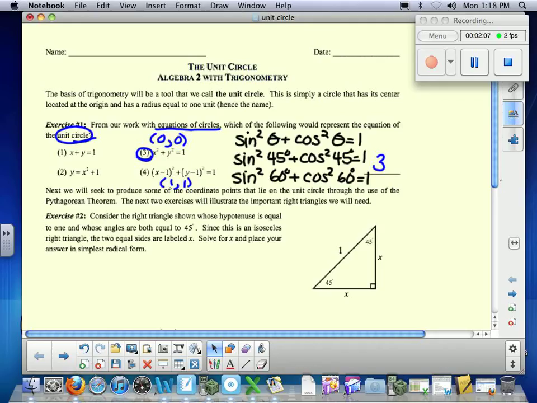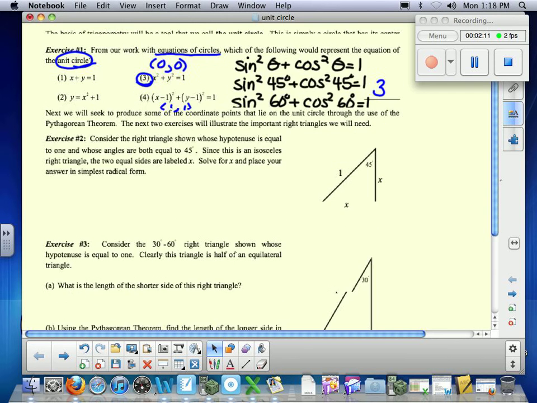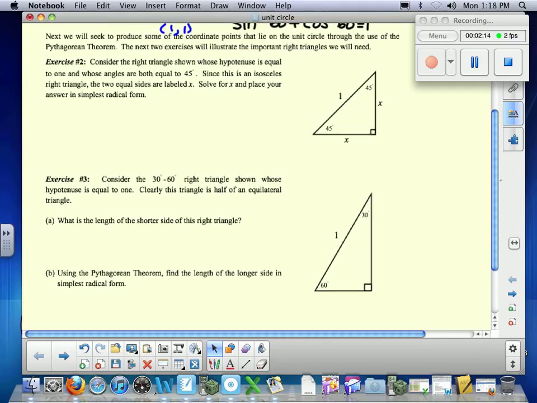Okay, so exercise 2 and 3 bring us back to our friends, the 45, 45, 90, and the 30, 60, 90. So, number 2, we have our right triangle over here. It's a 45, 45, 90. We're supposed to solve for x and leave our answer in simplest radical form. Now it's a right triangle, and we need to find some side lengths. What are we going to use? Pythagorean theorem.